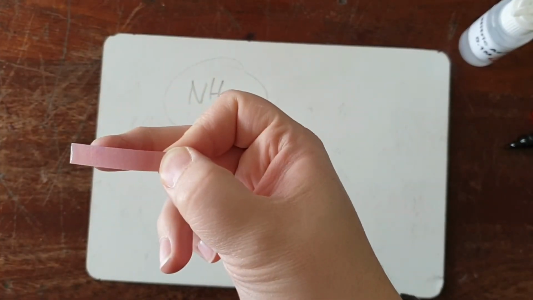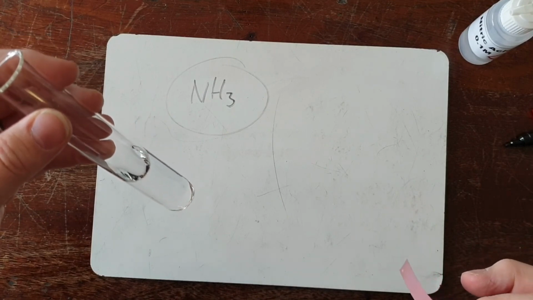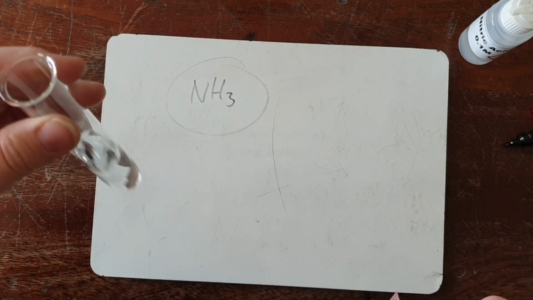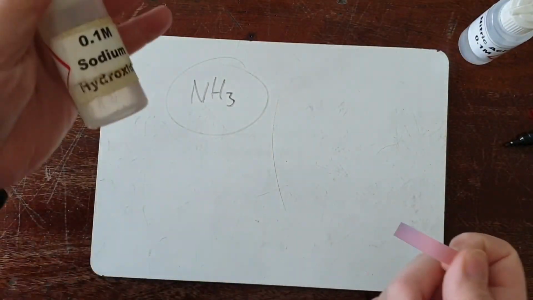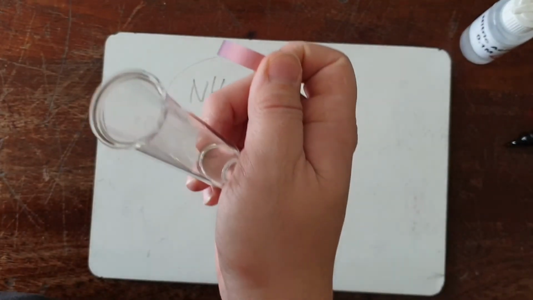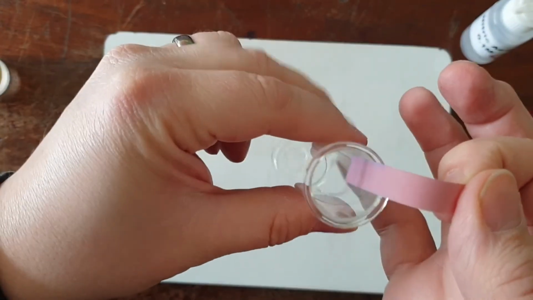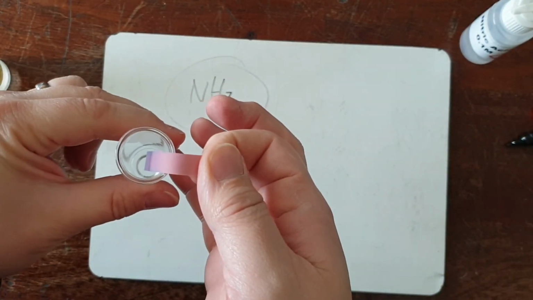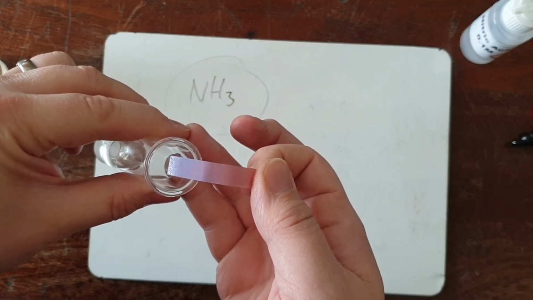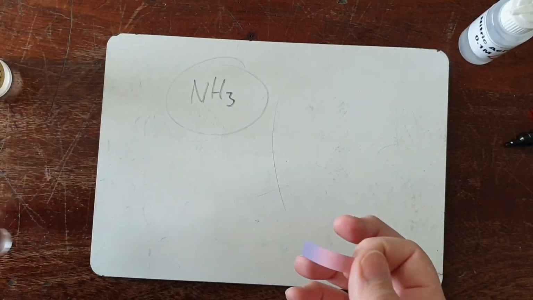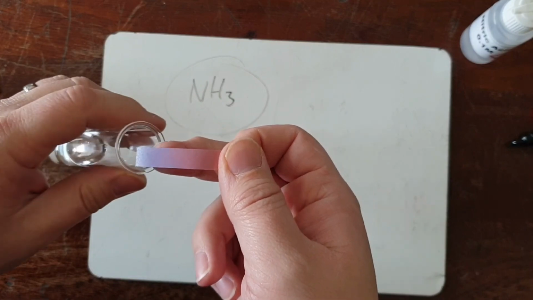So I've got my damp red litmus paper. I've got my mystery solution that I want to see if it contains any ammonia. So I'm going to add some sodium hydroxide to it, and then hold that over the top. And hopefully you can see that it's going blue. So the test for ammonia is to add sodium hydroxide and get damp red litmus paper, and it will go blue.